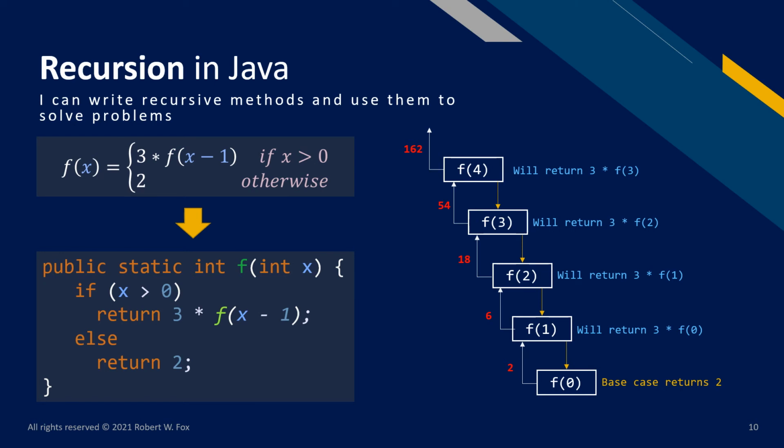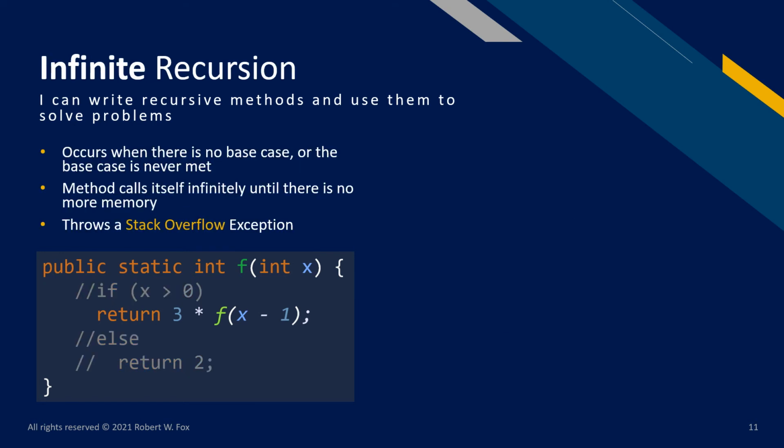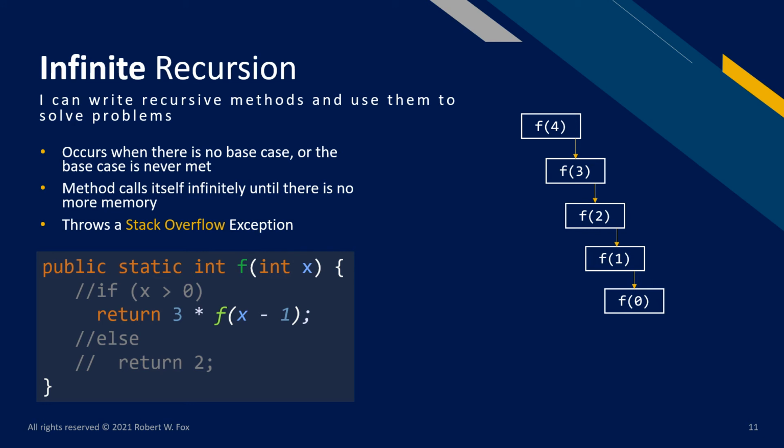When we're making recursive methods in Java or any programming language, the base case is so important because it's what stops the recursion. So in the code below, I took the base case out, so all it does is return the recursive call, and you can see what happens. f of 4 calls f of 3, calls f of 2, calls f of 1, calls f of 0, calls f of -1, calls f of -2, and it just goes on forever.